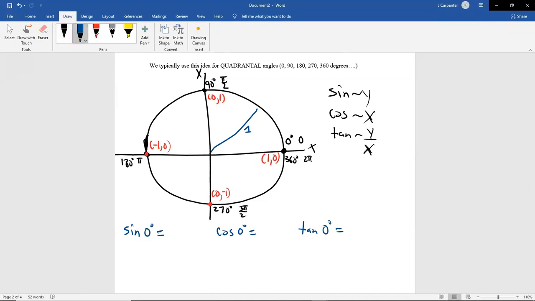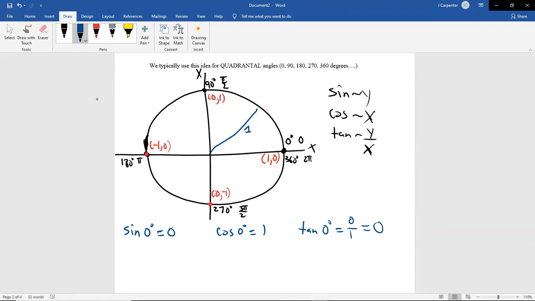So sine of 0 degrees is the y value. It's 0. Cosine of 0 degrees is the x value, which is 1. Tangent is the ratio of y over x. Well, that's 0 over 1. 0 divided by 1 is 0. There we go. Easy. Again, this is all because sine is really y over r, but the r is 1. There's no reason to write over 1 every single time. This is the strength of your quadrantal angles and the unit circle combined together.